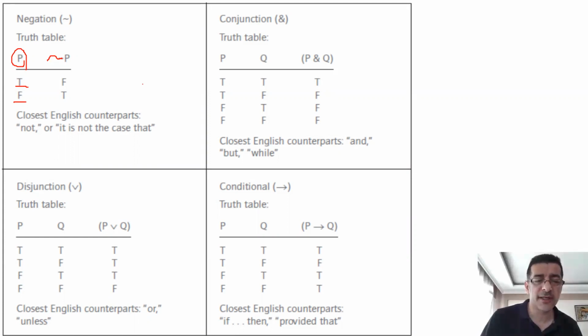For example, if I say I'm tired and it's true, then it is false to say that I'm not tired. Or it's not the case that I'm tired is false, right? Now, if it's not the case that I'm tired is true, then obviously I am tired is false. So there is this adverse relationship between these two.